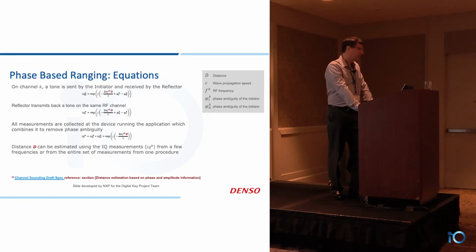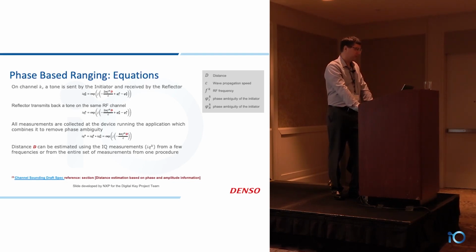That means a tone gets transferred from the initiator to the reflector, and then the reflector transmits a tone back to the initiator. It's called phase-based ranging, but it could also be called round-trip phase, because the phase goes one direction and then the opposite direction. And if we look at the first bullet point, it says on channel K, a tone is sent by the initiator to the reflector and then received by the reflector. And the equation underneath it gives the phase that would be received by the reflector.